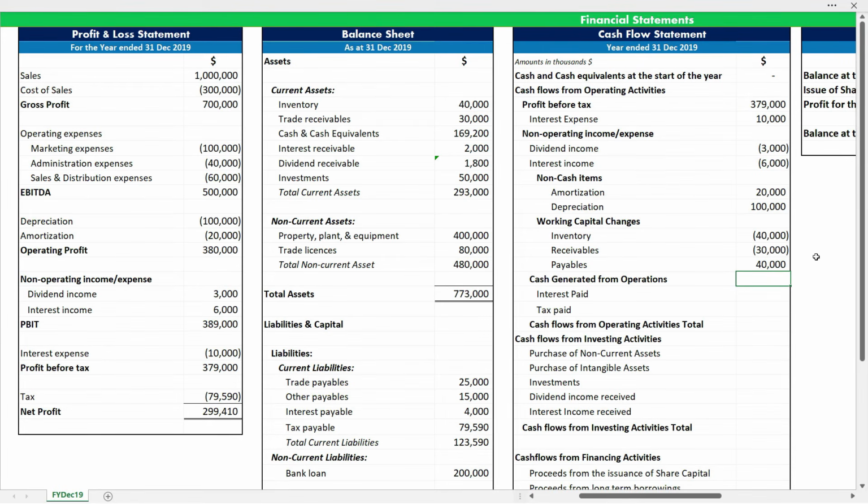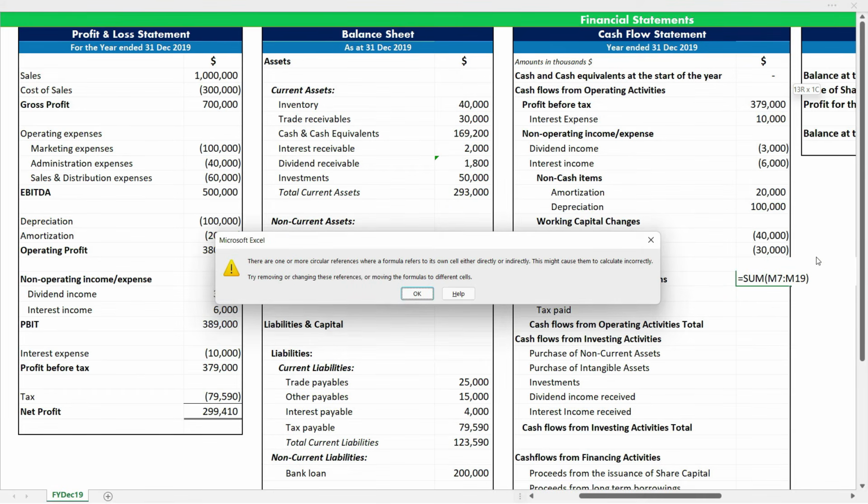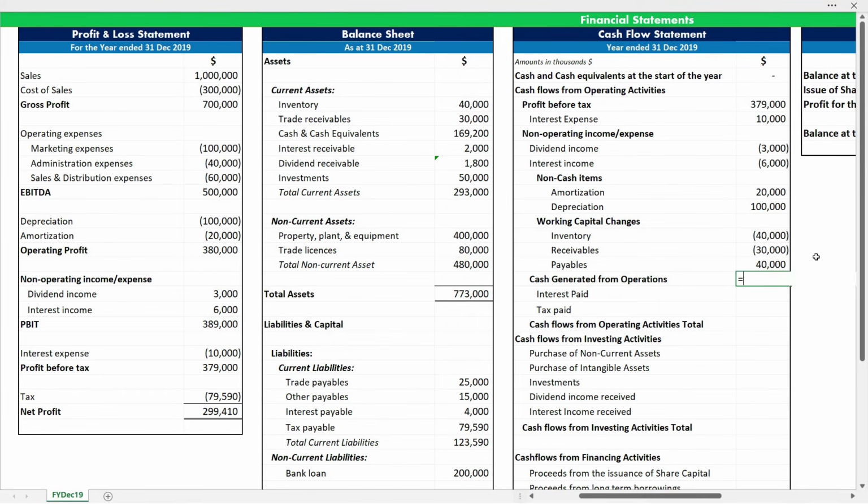Now we have to calculate a subtotal here, that is cash generated from operations, and for that I will sum all of these values. Make sure that opening cash is not included, of course, and sum all of them. I'm sorry, let me do that again. So summing together all these values, close the bracket, and here we go. So cash generated from operations is $470,000.